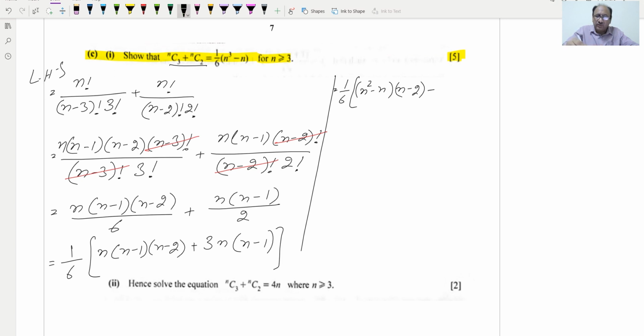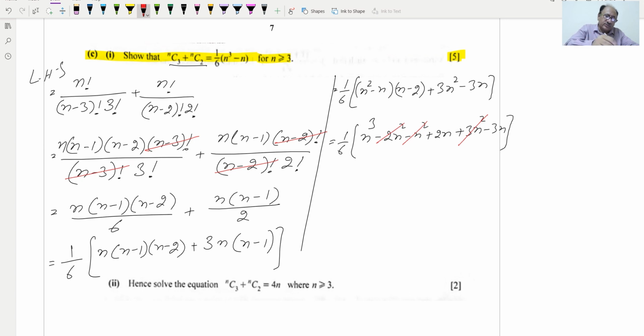Hopefully you are following everything. So plus 3n will be multiplied inside the bracket, so we'll get 3n square minus 3n and bracket will be closed, and further we can open these two brackets as well, and we will get 1 over 6, and this will be n cubed, n square into n will be n cubed, minus 2 into n square will be minus 2n square, and minus n into n will be minus n square, minus n into minus 2 will be plus 2n, and plus 3n square minus 3n, and now we can cancel this plus 3n square with these two, and what else? Nothing else can be cancelled.